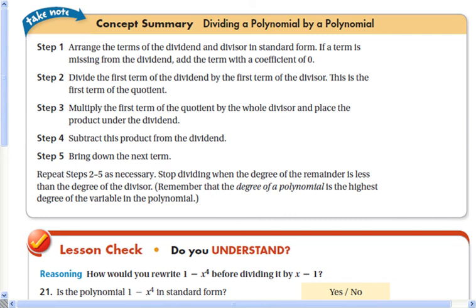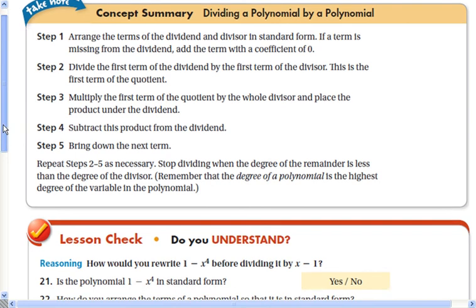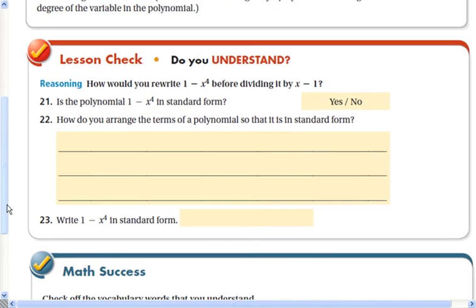All right, here's just a quick little concept summary of what order you should divide them. And lesson check. How would you rewrite before dividing it by x minus 1? Is it in standard form? No. Negative x to the fourth plus 1 would be standard form, and we know that because the powers are in order of descending power.